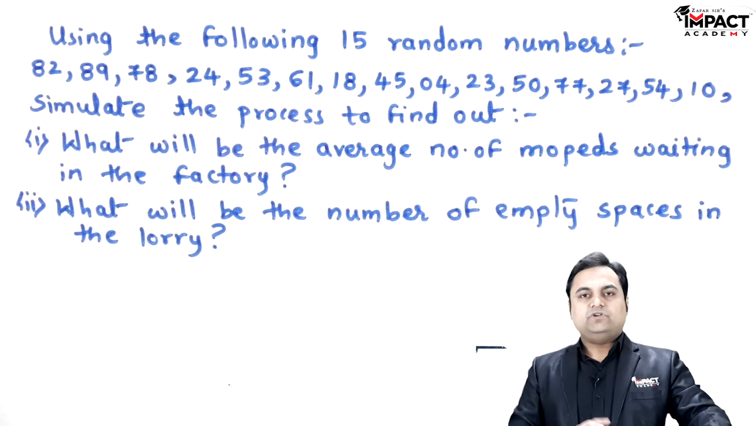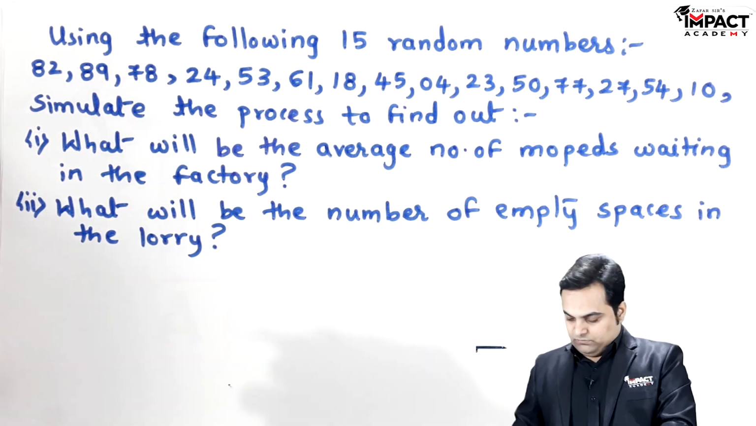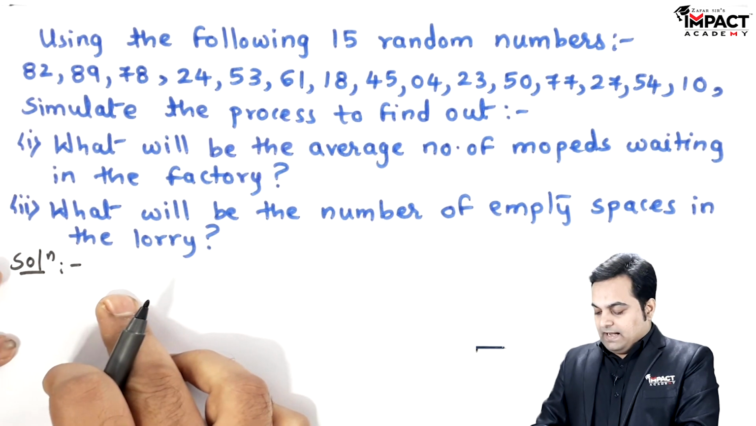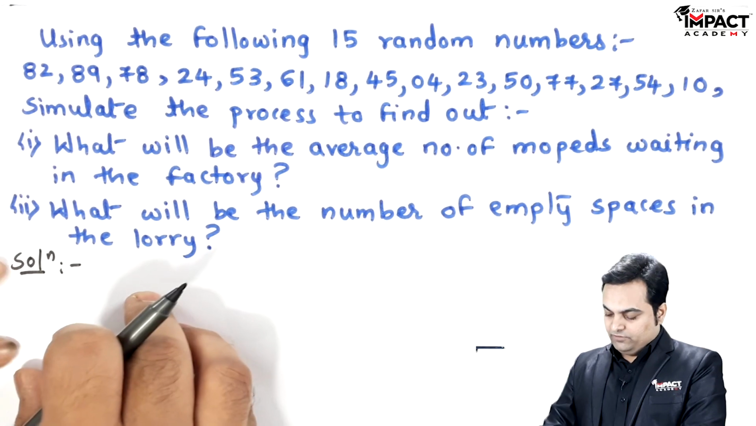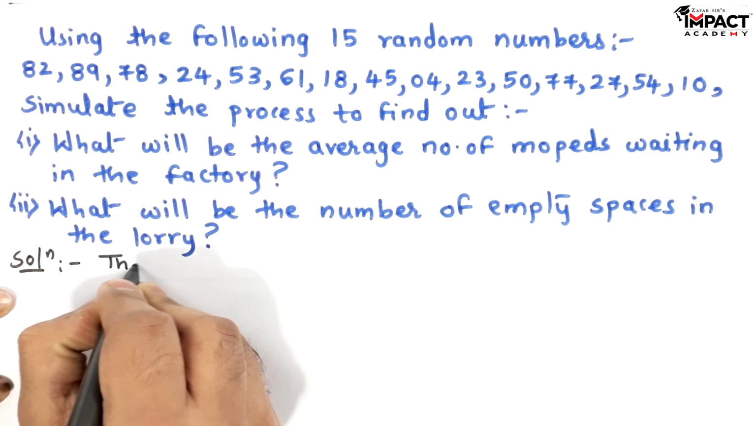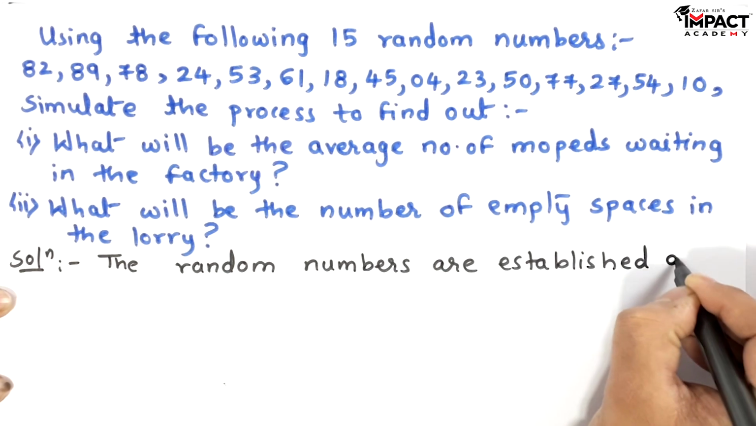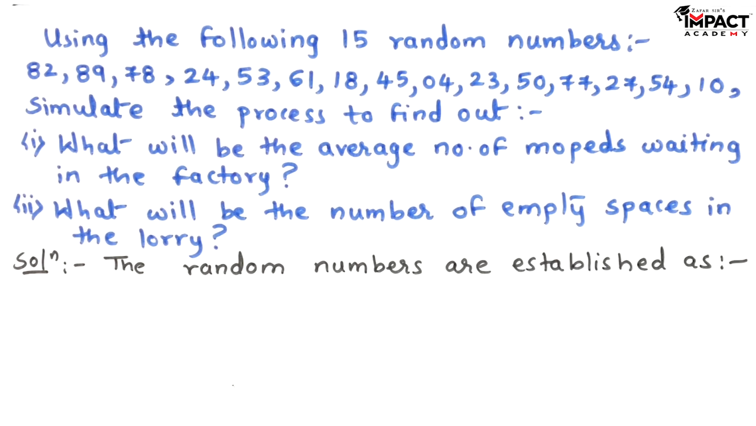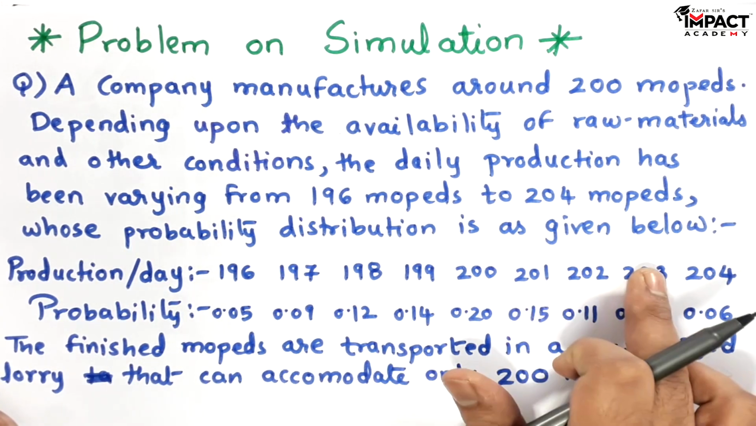So once the question has been understood, we can directly start with the solution part. Now into the solution. The first part is explaining how to get the random number interval. So the first step is establishing the random numbers as below. Here I'll be explaining how to establish the random numbers. Counting the total production days: 1, 2, 3, 4, 5, 6, 7, 8 and 9.